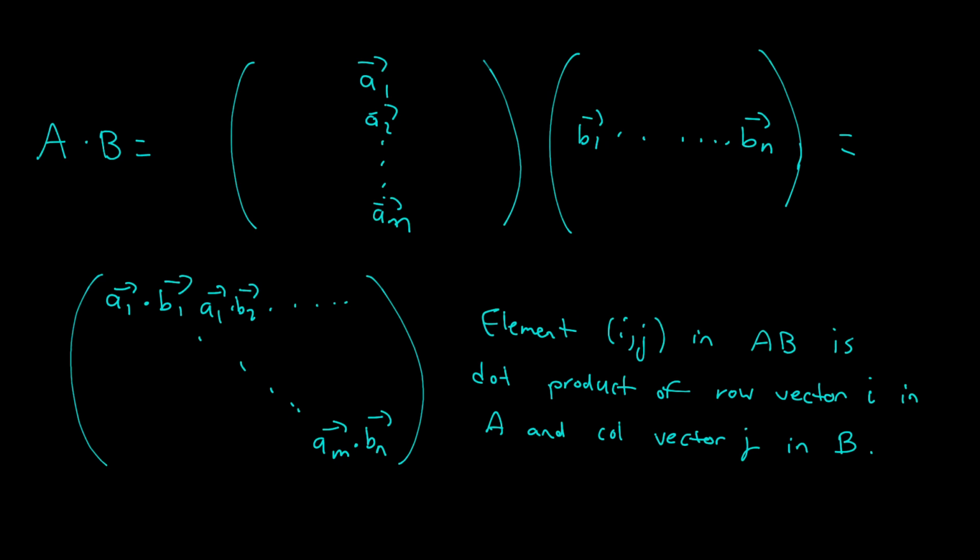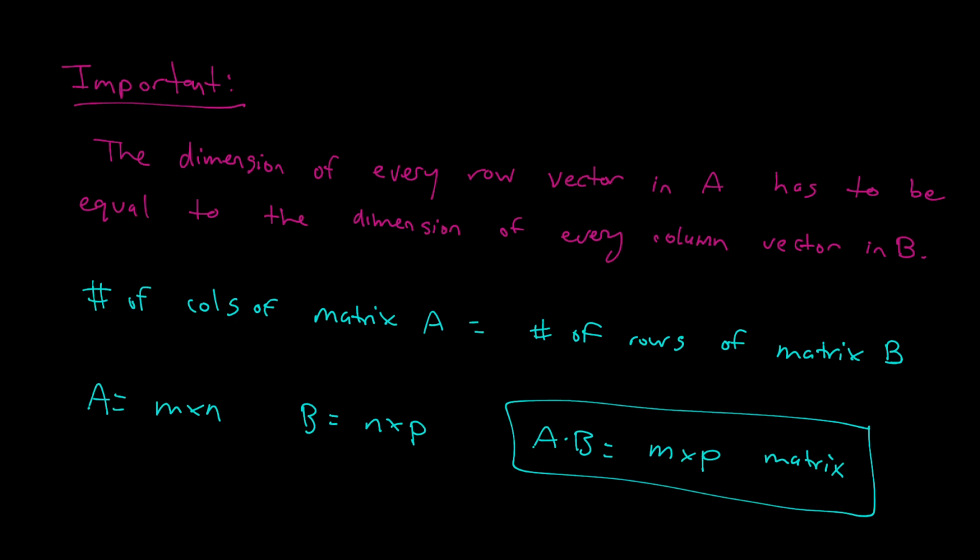Or another way to think about it is if you represent A as a bunch of row vectors and B as a bunch of column vectors, each entry in the result is just a dot product of the corresponding row vector of A times the corresponding column vector of B. And notice that the number of row vectors A has and the number of column vectors B has does not have to be the same. However, one thing that does have to be the same is that the dimension of every row vector in A has to be equal to the dimension of every column vector in B, which is the same thing as saying the number of columns of matrix A has to equal the number of rows of matrix B.